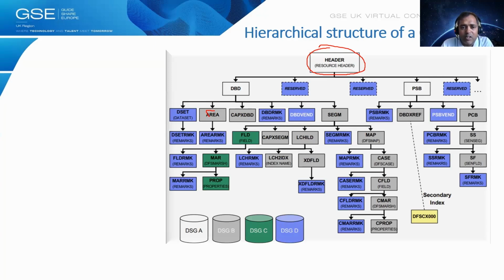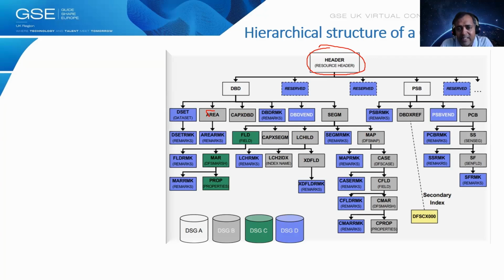Okay, so all the whites will go into this DSG A. All the segments which are marked in gray will go into this DSG B. Same thing with DSG C and data set group D, right? And it is grouped in a manner that the most accessible ones are grouped together. Let's say this DSG A will have DBD and PSB as the most accessible ones, and the least accessible ones, like in DSG D, will have all the blue ones in it, right?